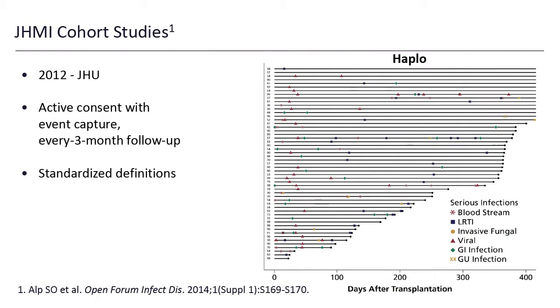So how can we adjust what we're doing here? Well, we need to appreciate outcomes over a long period of time. And this is something that I've started to really work on in more depth since I moved to Baltimore. We started a cohort study in 2012 of patients who had received both solid organ transplant and stem cell transplant at Johns Hopkins. And here's data that came out of the haplo transplant. This is actually a non-ablative haplo cohort over this period of time. We used active consent and patient engagement every 3 months and standardized definitions.